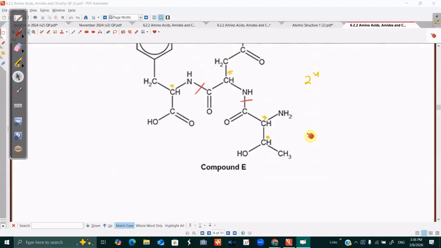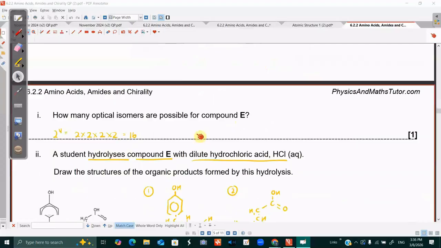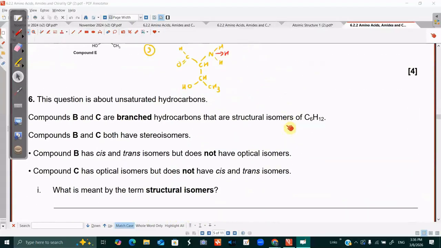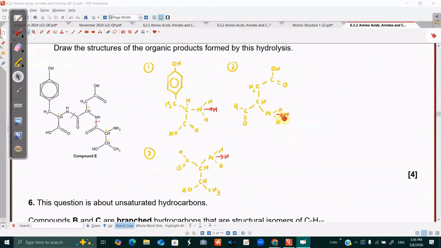Then I found 4 chiral centers. 4 chiral centers, 2 to the power of 4, 16. Very good. Is my addition of the H's correct?